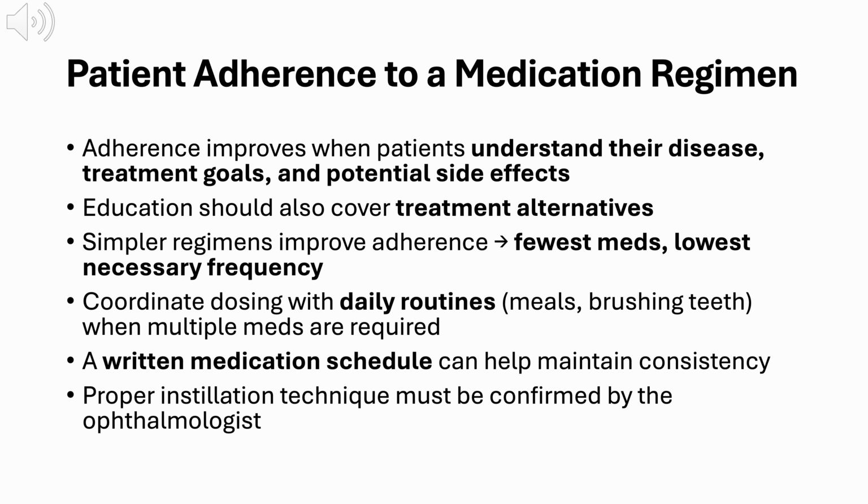Patients stay on their regimen far more reliably when they have a clear grasp of what their disease is, what the treatment is trying to achieve, and what side effects they should expect. That understanding needs to include the alternatives as well. People make better decisions when they know their options. Another major driver is simplicity. The fewer medications and the lower the dosing frequency, the more likely patients are to stick with the plan.